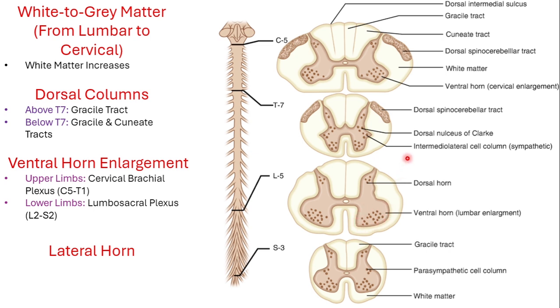So we have two portions of the spinal cord with ventral horn enlargements. One corresponding to the brachial plexus innervating the upper limb, which is C5 to T1, and one corresponding to the lumbosacral plexus innervating the lower limbs from L2 to S2. And finally, the lateral horn, and we mentioned that in a previous slide, basically corresponds to the sympathetic preganglionic neuron, and we're going to be talking about that in later videos. And this is basically from the level of T1 to L2.